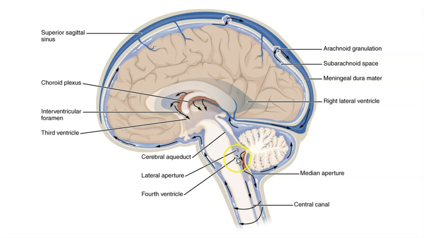The fourth ventricle also contains a choroid plexus, which is producing cerebrospinal fluid. From the fourth ventricle, that fluid will actually drain into a small channel within the spinal cord, deep within the spinal cord, that's called the central canal. And the central canal will also carry cerebrospinal fluid to the most inferior parts of the spinal cord.